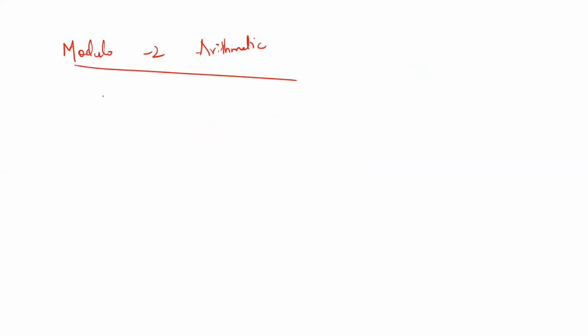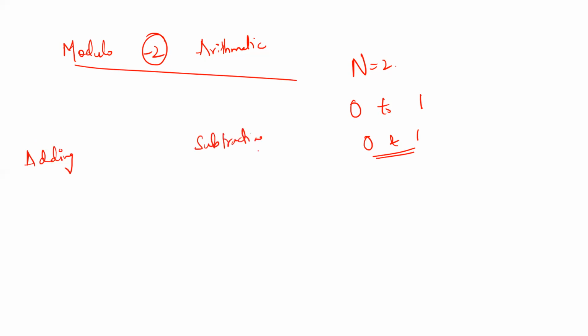What is the concept of modulo 2 arithmetic? The modulo N value, capital N, is equal to 2. Now, if the capital N value is equal to 2, then we have the range of numbers from 0 to 1, that is, basically 0 and 1. Operations, as I said, will be only addition and subtraction. This is similar to what you do in binary, and here in fact we are using the XOR operation.